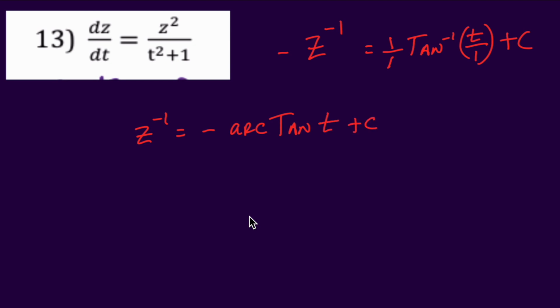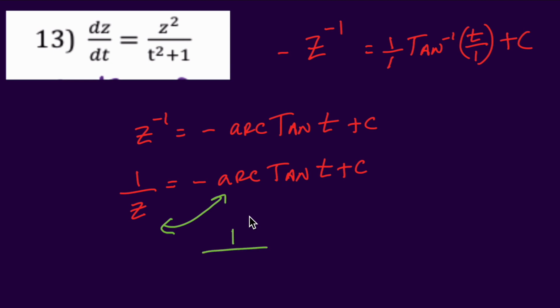So this is 1 over z equals negative arctan t plus c. And when you have this situation, folks, you can just do what I call switcheroo. And you're going to end up with 1 over negative arctan of t plus c equals z. And that is your final answer.